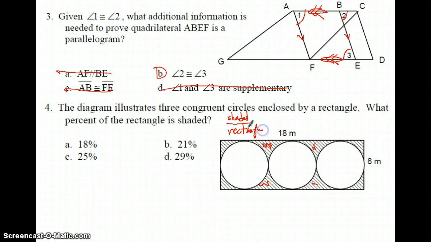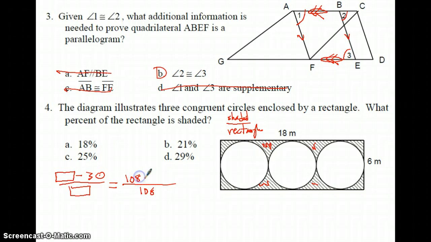Well, the rectangle I'm going to need anyway, because I'm going to need the rectangle for shaded. So it's really going to be rectangle minus 3 circles divided by rectangle. So the rectangle is very important. So what are the dimensions of this rectangle? Well, this is 18, this is 6. That makes the rectangle 108.